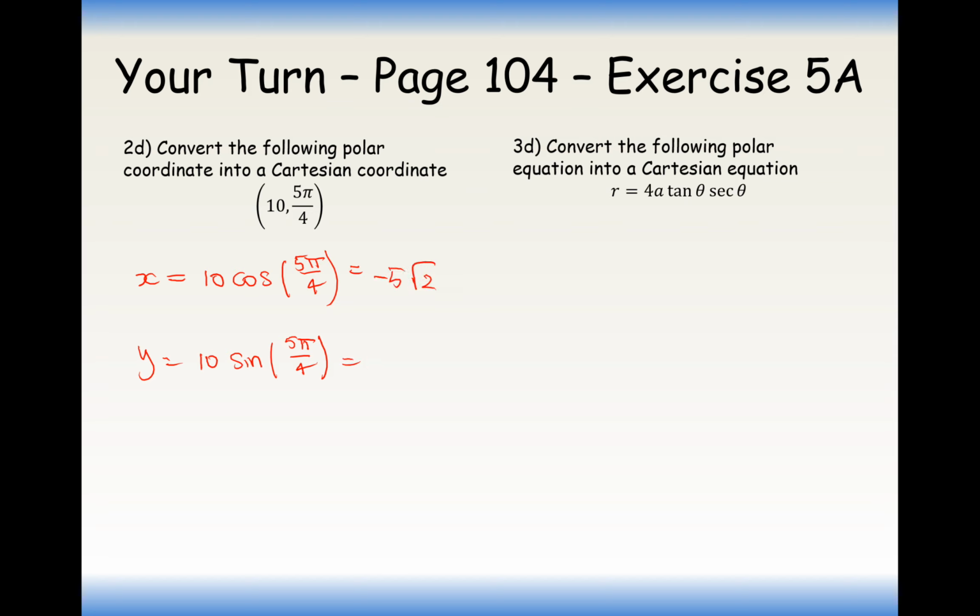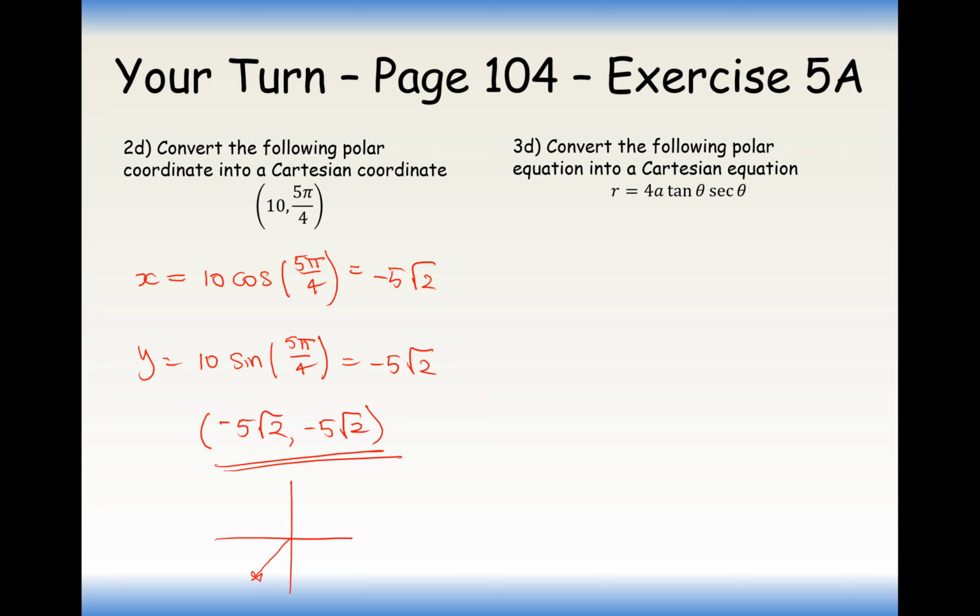And for sine, let's just change the trigonometric function. Sine, I get minus 5 root 2. So my coordinate for Cartesian is minus 5 root 2, minus 5 root 2. Let's just make sure we've got that correct on the diagram. 10 would be the distance. 5 pi by 4 would be the... Yeah, that seems about right, doesn't it? It would be pi radians round to here, and then an extra pi by 4, 45 degrees, round to here. So there we are, that's the answer.